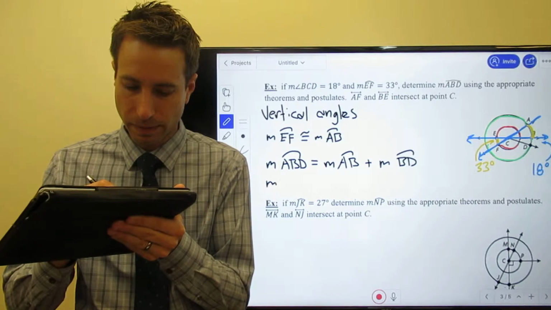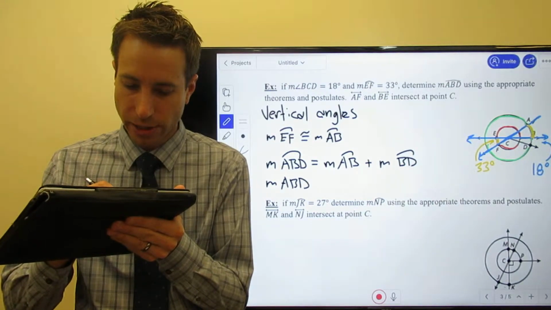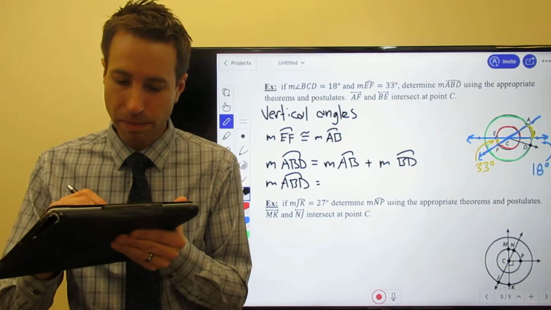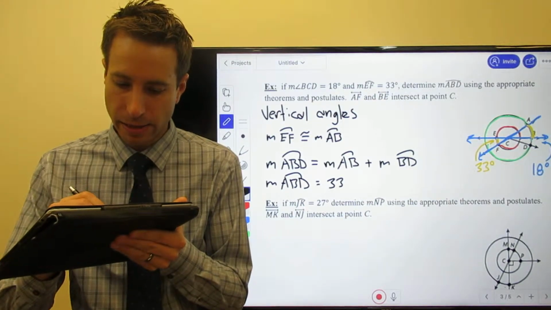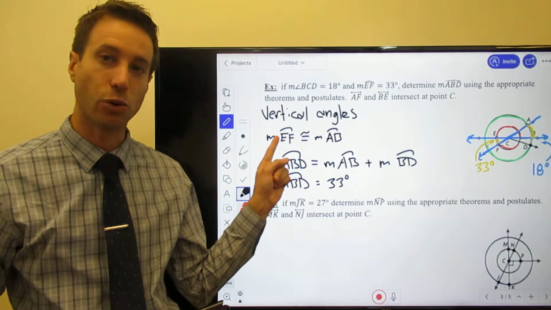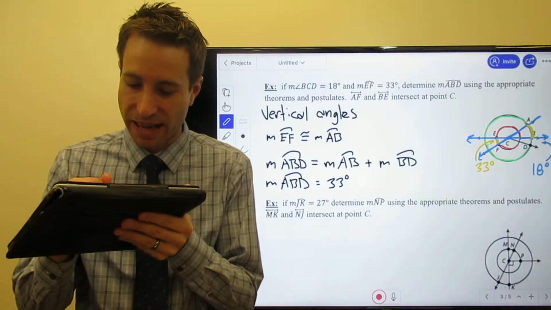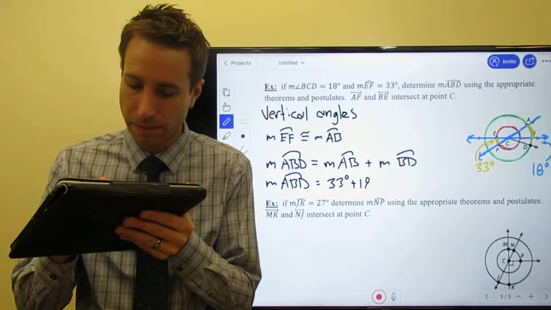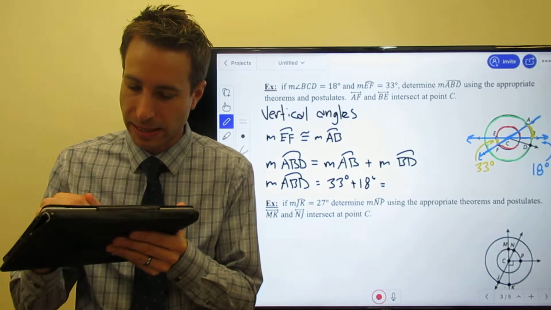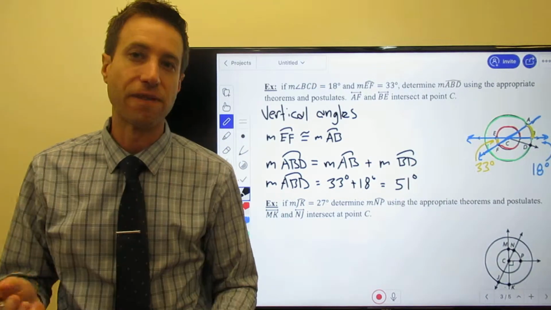So, arc addition postulate, add them up. I know AB is 33 degrees because it's equivalent to EF, and I know that BD is 18 because it was given to me in the problem. We add those together and you should get 51 degrees.